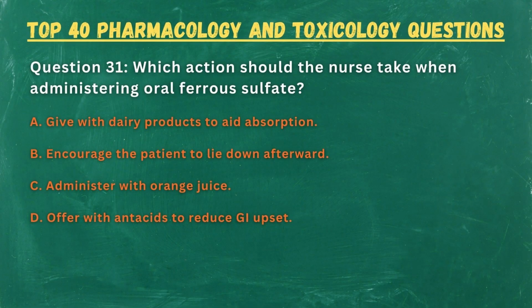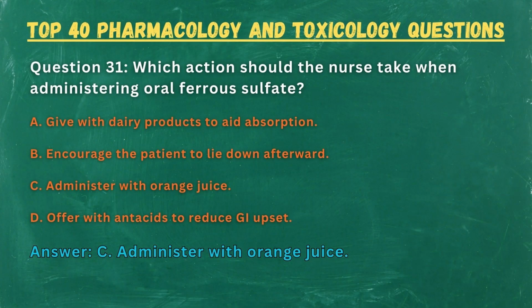Question 31. Which action should the nurse take when administering oral ferrous sulfate? A. Give with dairy products to aid absorption. B. Encourage the patient to lie down afterward. C. Administer with orange juice. D. Offer with antacids to reduce gastrointestinal upset. Answer: C. Administer with orange juice.